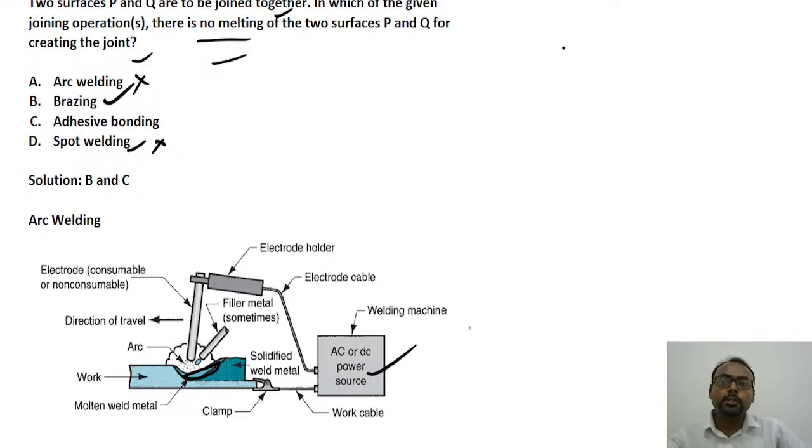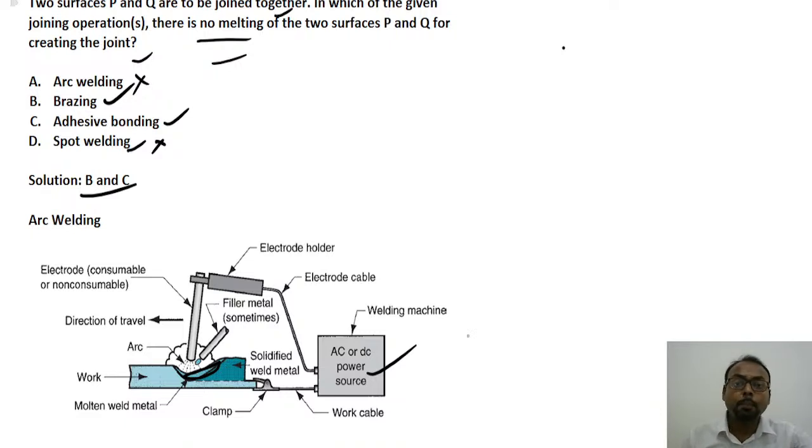Now if we go for option number C, that is adhesive bonding. In the case of adhesive bonding also, we apply adhesive in between the two surfaces that are to be joined. So there also, no melting of the surfaces takes place. So that is why option number B and option number C become the right options.